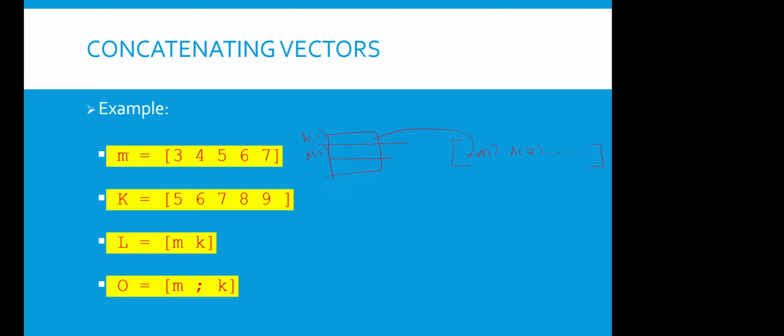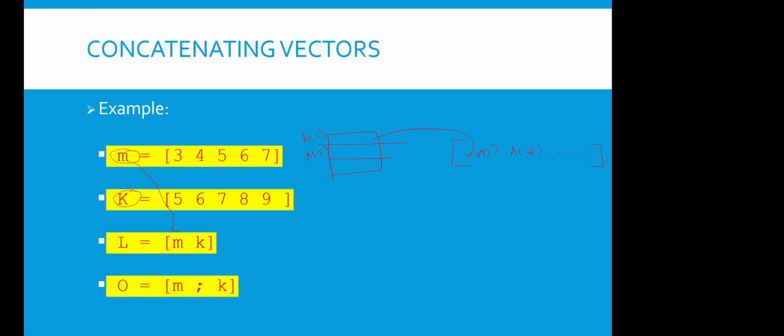The same way, if I take this example, M and K are my two vectors. Okay, not matrices. Matrices we still haven't done. So if I want to join these, I can join them serially. If I join this, it will become M and K, right? So this 3, 4, 5, 6, 7, and L will be continuing 5, 6, 7, 8, 9. So this will join as a single vector.